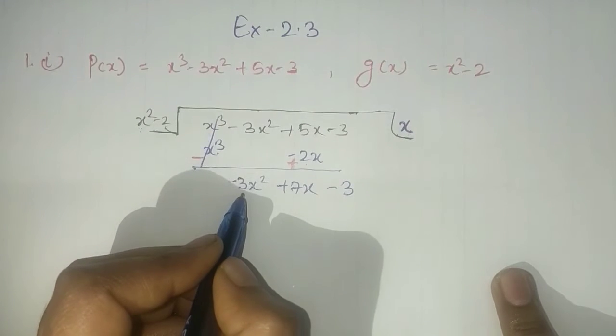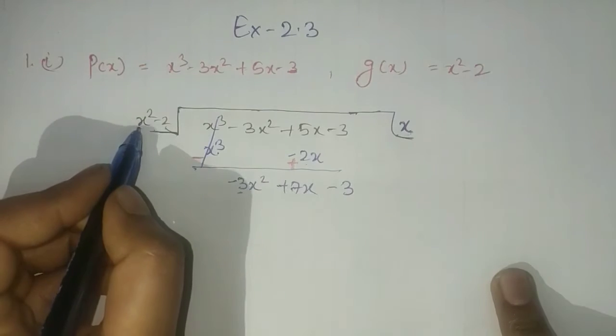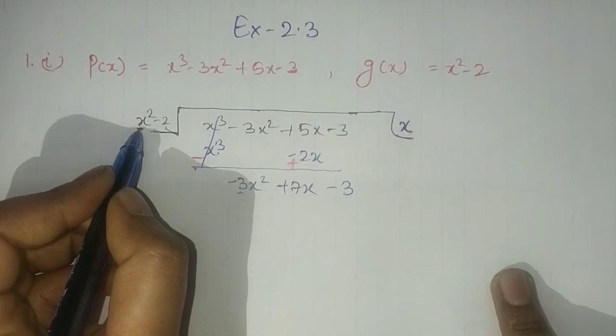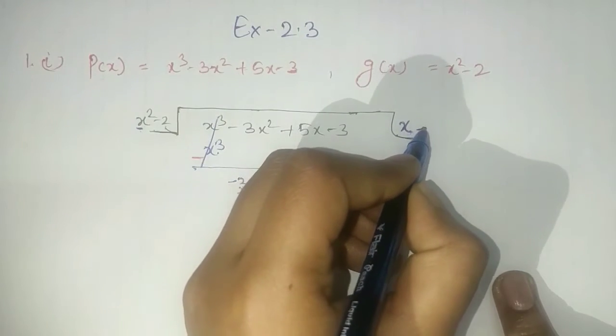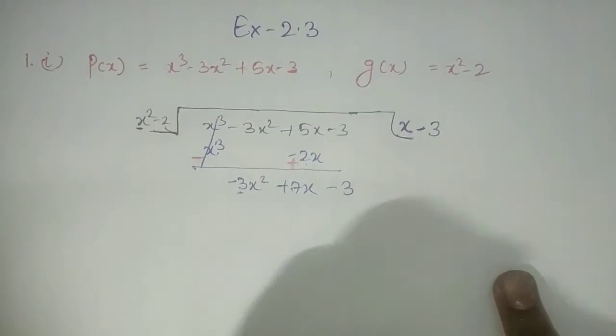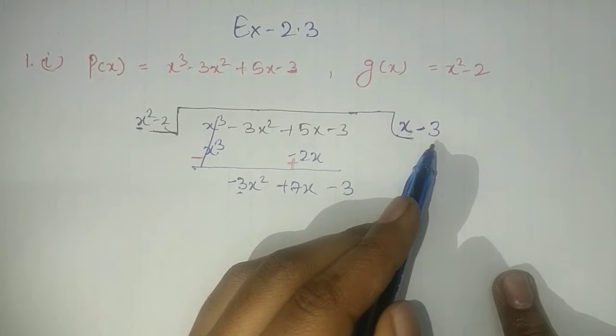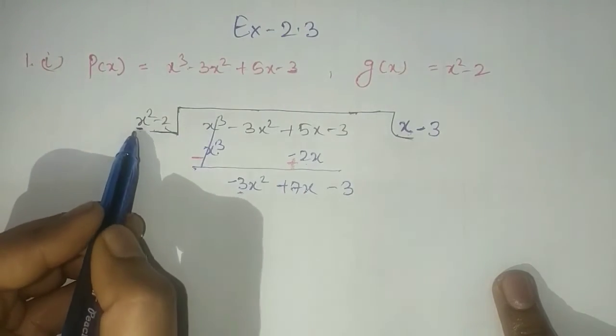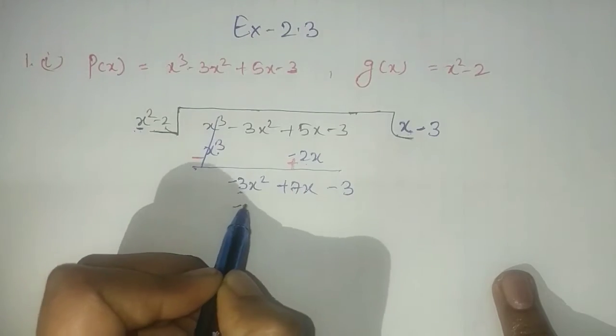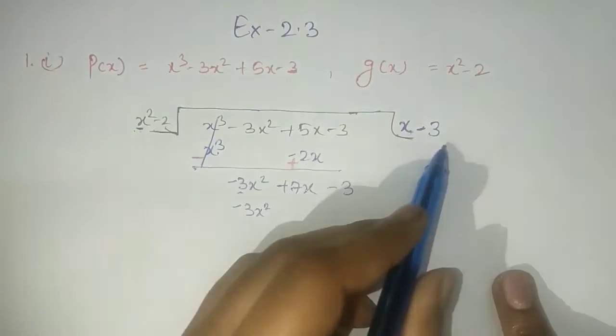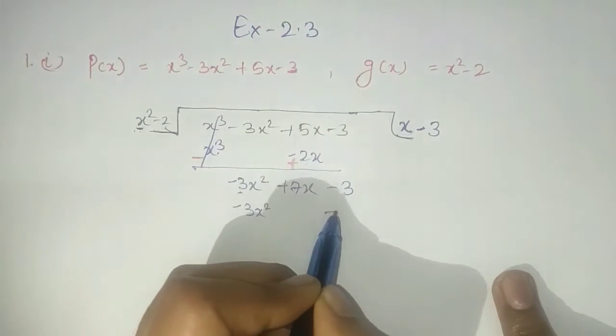Now here we need minus 3 to make this as minus 3x square. So we will multiply it by minus 3 and that will act as a quotient. So minus 3 into x square is minus 3x square. Minus 3 into minus 2 is plus 6.